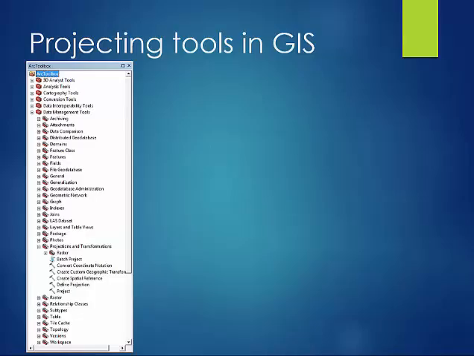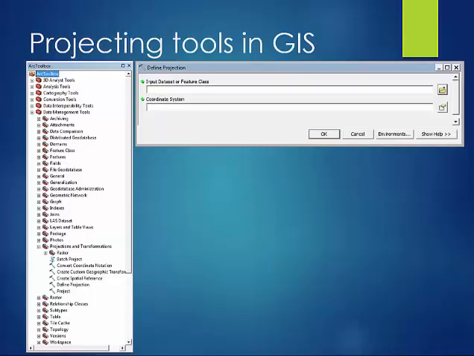You can define a coordinate system for data with the Define Projection tool in the Data Management toolbox. This tool overwrites the coordinate system information stored within a dataset. The only use for this tool is for datasets that have an unknown or incorrect coordinate system defined.